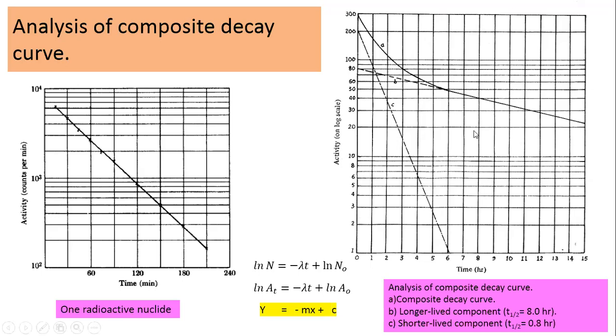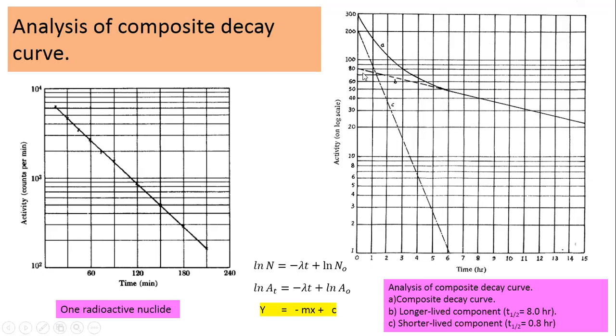The process is very simple. I will explain in detail in the next slide, but here I'm just going to show you how you can analyze. This will be the overall activity you have plotted on a Semilog paper. Here you can see there is a straight line, and you just extrapolate this straight line towards the y-axis. This will give you a straight line. That means you have identified one radioactive nuclide, and this will be the initial activity of the first radioactive nuclide.